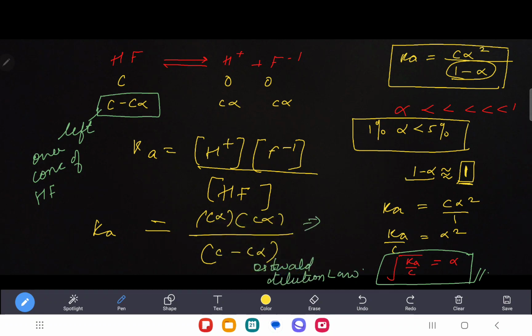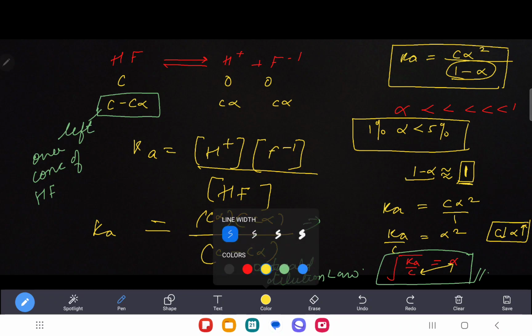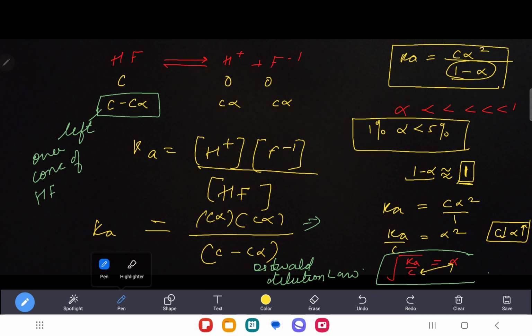So you have a look here that alpha is in inverse proportion with the concentration. Lesser the concentration, more is the alpha. Do you understand my point? So lesser value of concentration means more value of alpha. Understood or not?